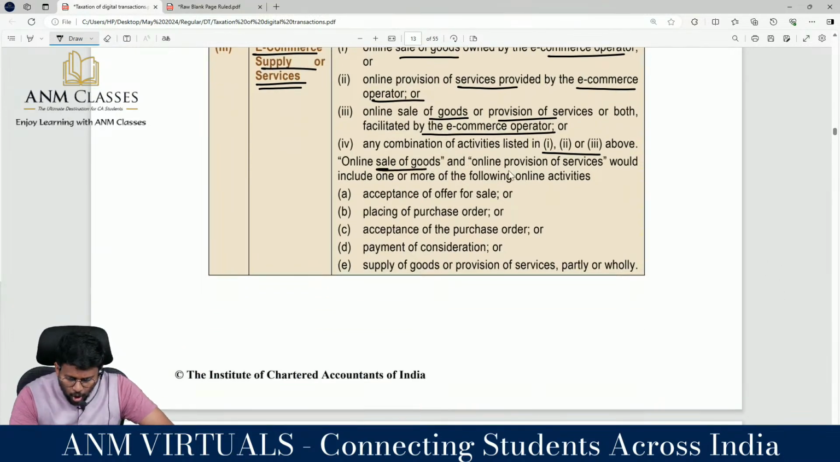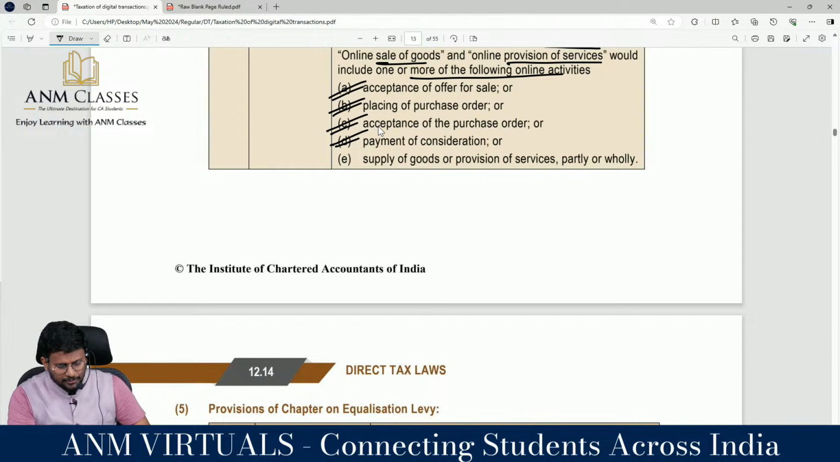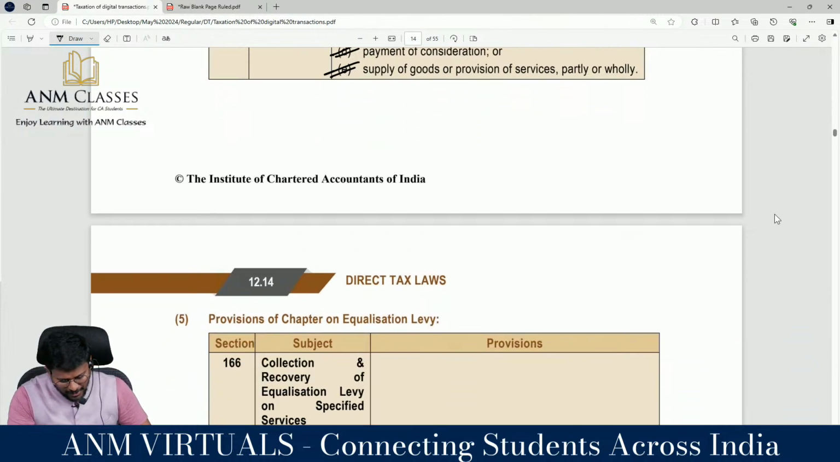Online sale of goods and online provision of service would include one or more of the following online activities, like acceptance of an offer for sale, placing of an order, acceptance of an order, or payment, supply of goods or provision of service, partly or wholly.